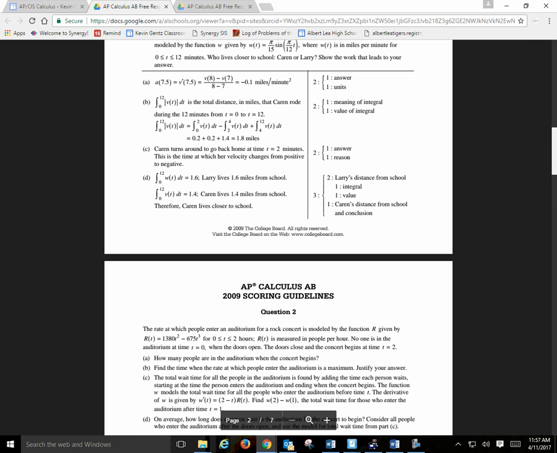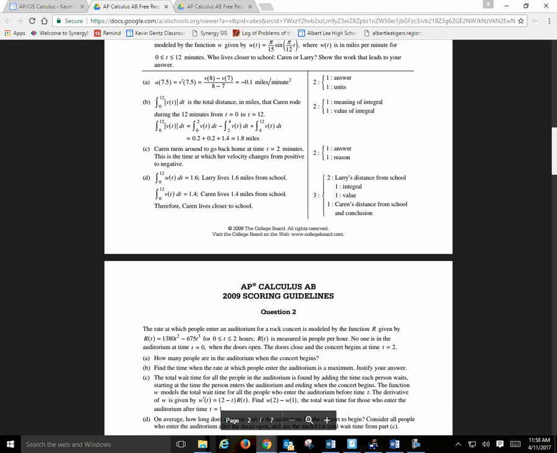Justifying it by changing from positive to negative gets you a point. The last problem, they give you 3. 2 points for Larry's distance. Number 1, coming up with the integral from 0 to 12 of W(t) dt. And then if you get the 1.6, that gives you your second point. And then Karen's distance, they just do from 0 to 12 of v of t dt, or the displacement. I guess displacement, that does make sense, doesn't it?